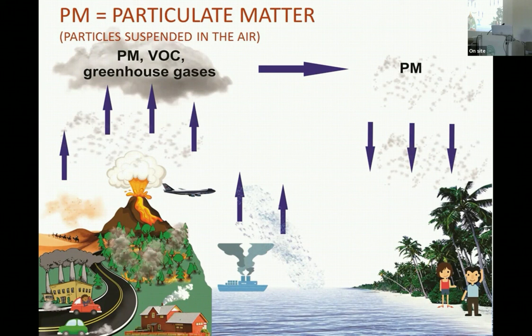After PM is released in the air, it can hover there for a longer period of time and even get transported over long distances, as we know, for example, from Saharan dust events in Europe. But eventually the PM are deposited to the Earth's surface, where we can breathe it, or it can have some toxic effect on vegetation or the environment.